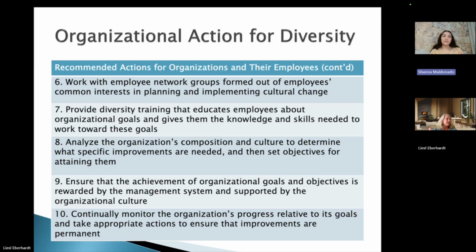And continuing the list, work with employee network groups on planning and implementing cultural change. Provide diversity training that builds real knowledge and skills. Analyze the organization's current culture and composition to identify what improvements are actually needed. And make sure achieving these goals gets genuinely rewarded by the management system. And continually monitor progress to ensure that improvements stick rather than just fading out.